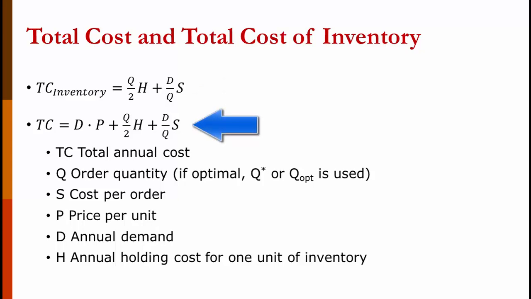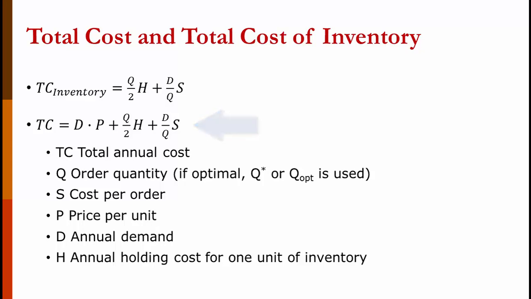The second formula includes all those terms, but at the front it adds D times P. D is annual demand, remember. P is the price of 1 unit. That gives you the cost of actually buying the inventory for the year. Here's a hint on working these problems. If it gives you the price of 1 unit, you're probably supposed to use the second formula. If it doesn't give you the price of 1 unit, you can't use the second formula, so you have to use the first one.